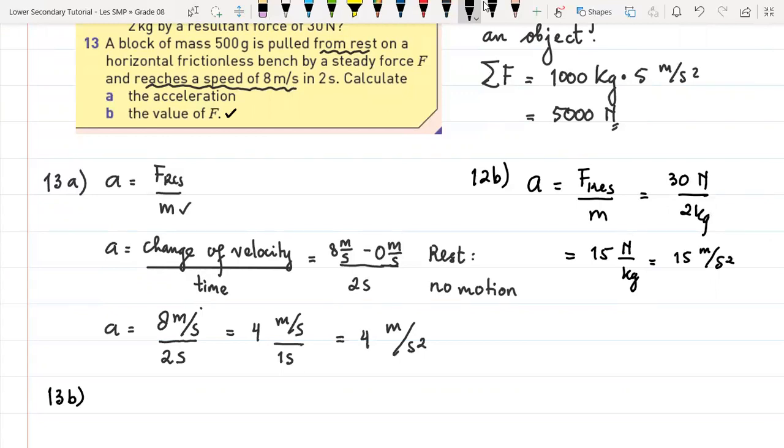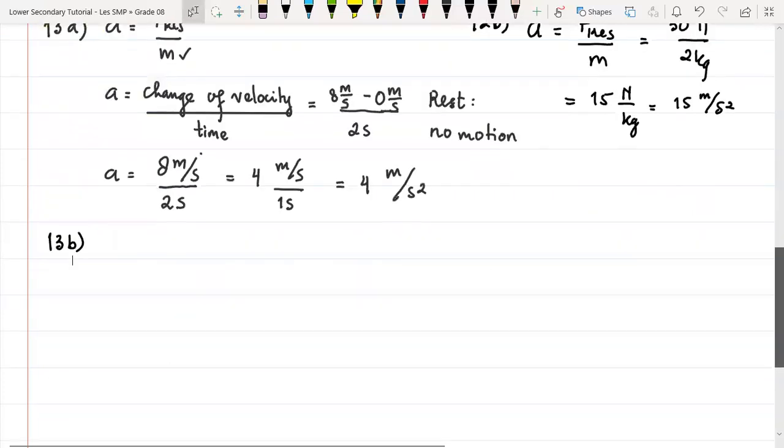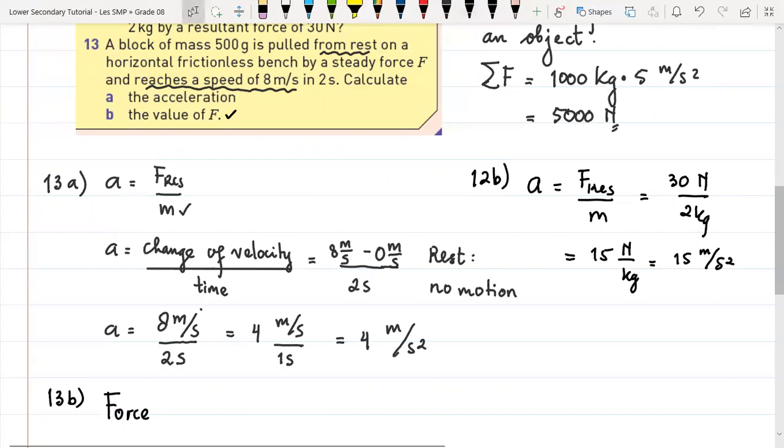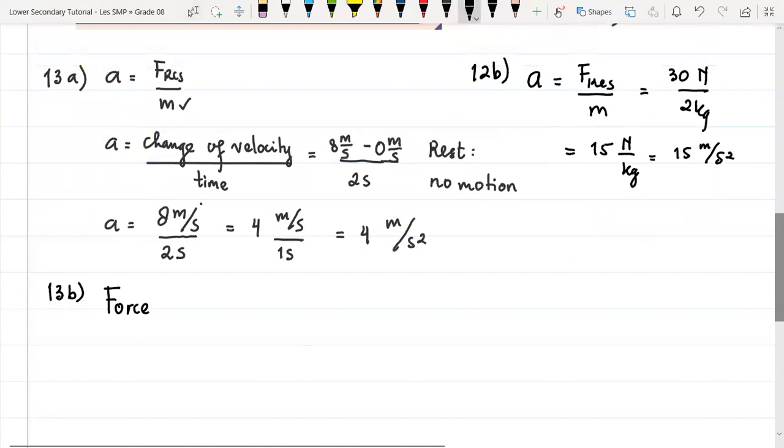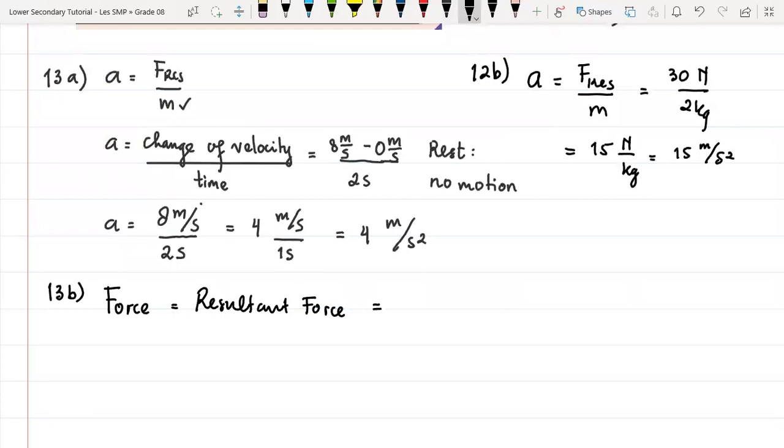Well, by definition, the force here, the force that is the only force that you apply for this block to be pulled, is the only force. Therefore, this is also the resultant force. So this is also the resultant force. Then you just apply Newton's law number 2 that says that the resultant force equals mass times acceleration. Okay.